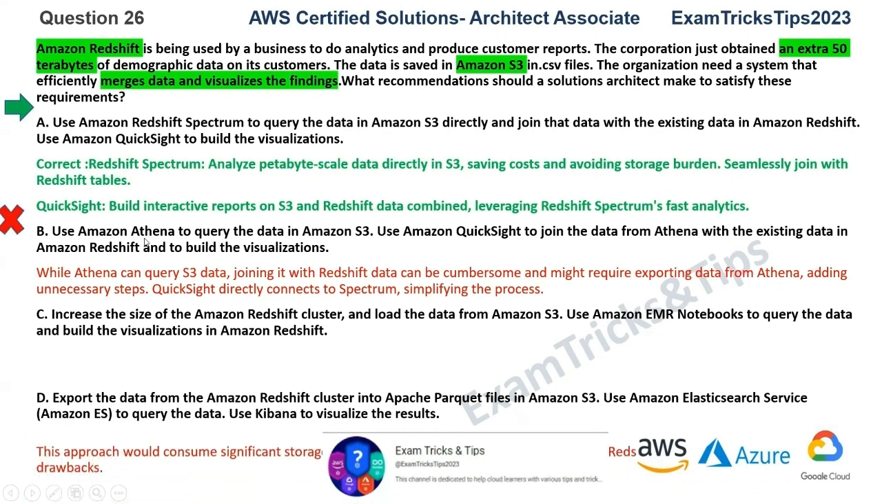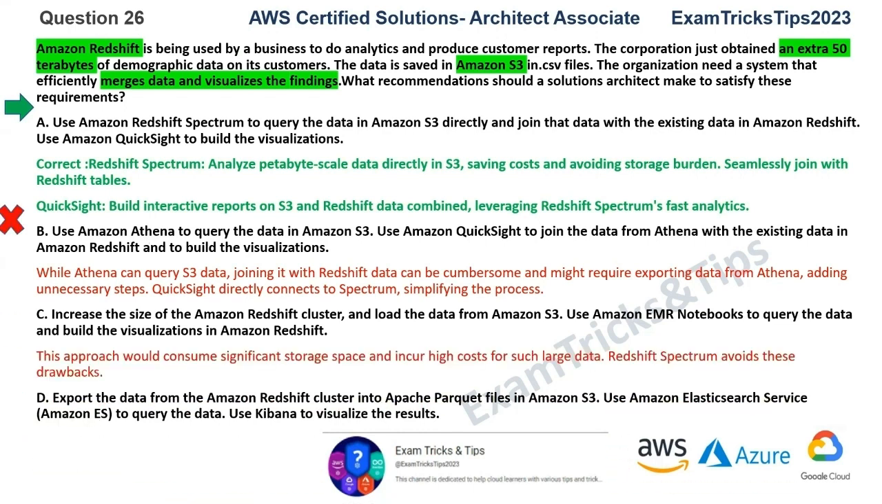The third one, which we have also discussed, is Redshift's cluster. You don't need this option. It's very costly. In fact, this option also is talking about EMR. So two costly options there. Absolutely no. The fourth option, we have not discussed this, but this approach would consume significant storage space. We are using multiple services here, S3, Elasticsearch, Kibana. Absolutely, it's not a correct option.